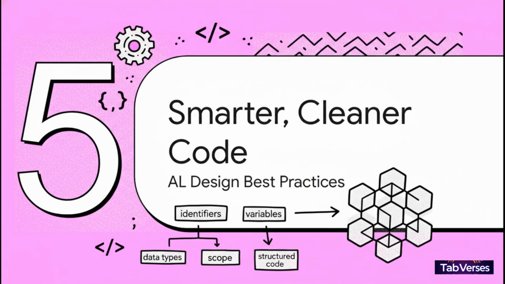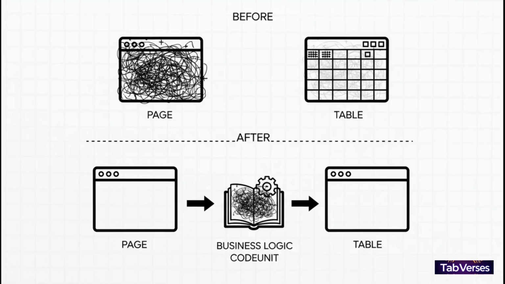Okay, so we've covered all the individual pieces: identifiers, variables, scope, data types. Now let's pull it all together and talk about one of the most important principles for structuring your code like a professional. If you take away one thing from this, let it be this. Do not put all your complex calculations and business rules directly inside a page or a table. Instead, you need to put that logic into a separate object called a codeunit.